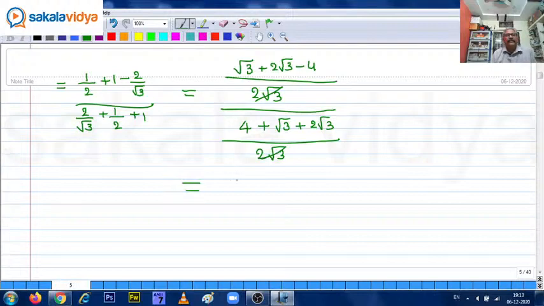So now this equals 3 root 3 minus 4 upon 3 root 3 plus 4. If you want to rationalize, you can rationalize the denominator, otherwise leave it. So this is the answer: 3 root 3 minus 4 by 3 root 3 plus 4.